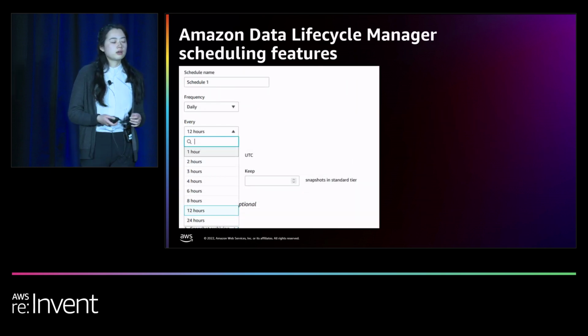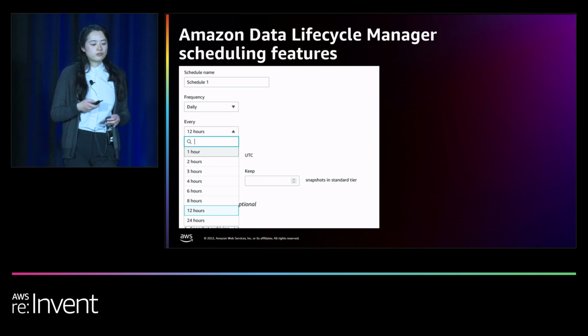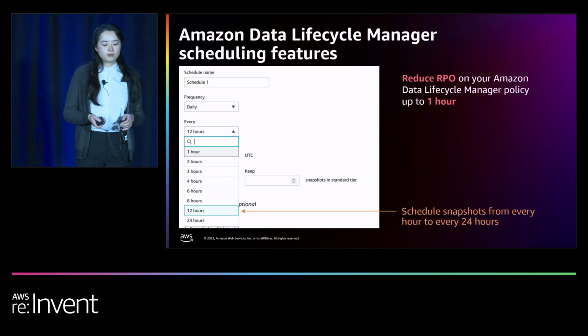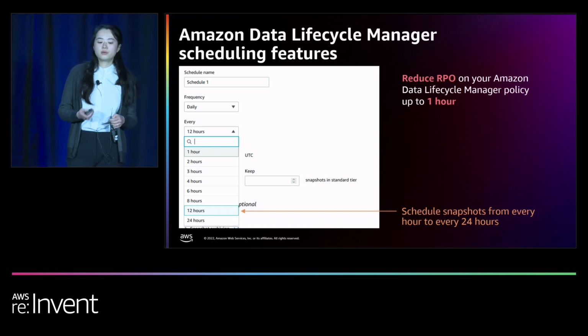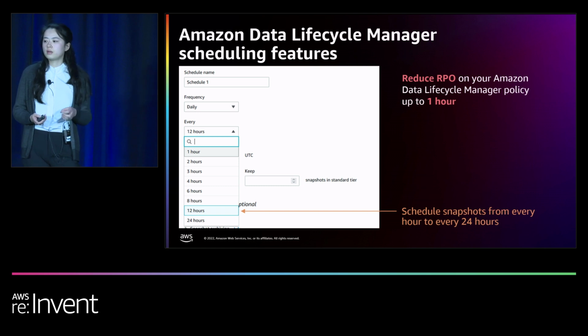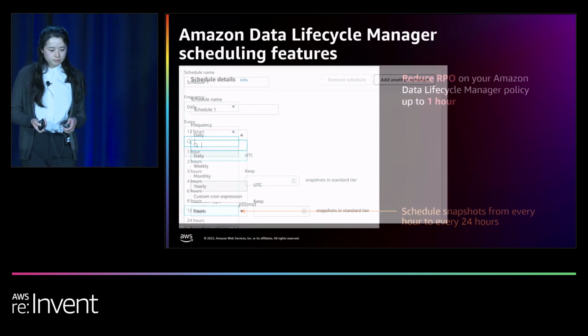Here we show the console screen for scheduling. You can choose different types of schedule. Here we show daily, 12 hours. But you can use it as short as 1 hour. And by taking a snapshot every 1 hour, it helps reach, let's say you have a recovery point objective, it helps reach your RPO goal of 1 hour.